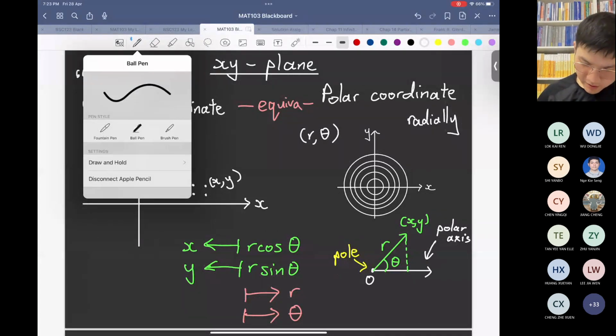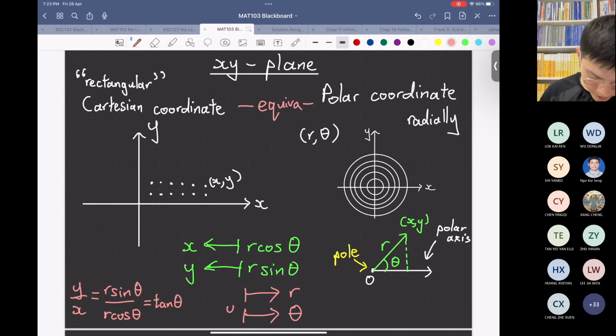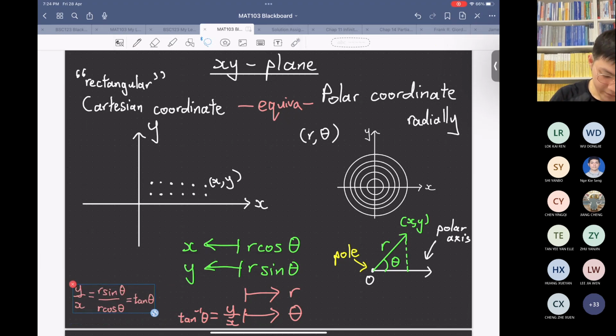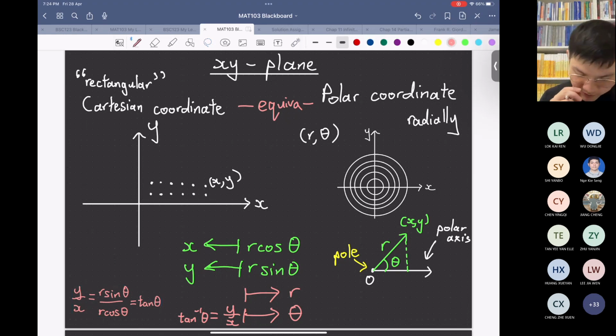So y divided by x is r sine theta over r cos theta, which is tangent theta. Okay, right? So using y over x, we can find tangent, because we can just take the inverse of tangent. So how about r? Is there any equation that needs to be satisfied by r or not? There's a trig identity that we keep using.